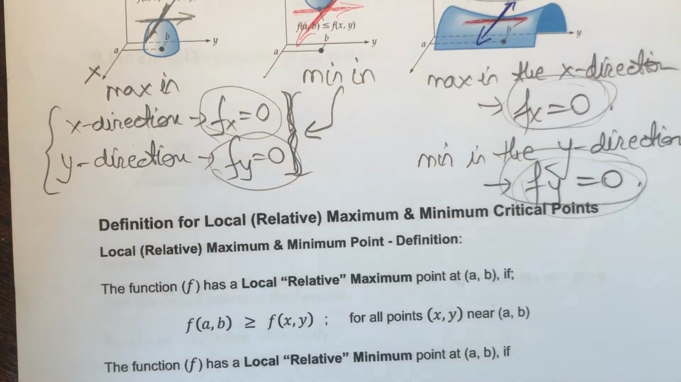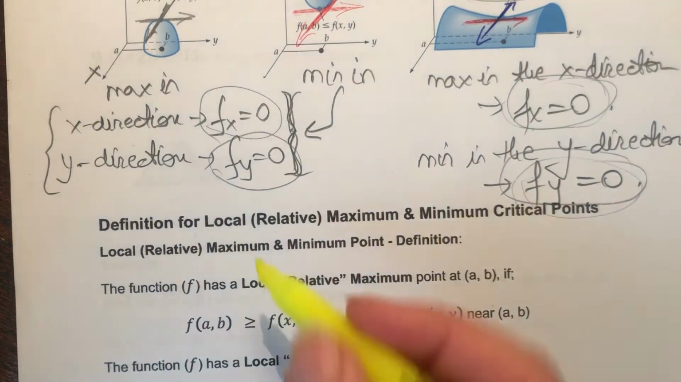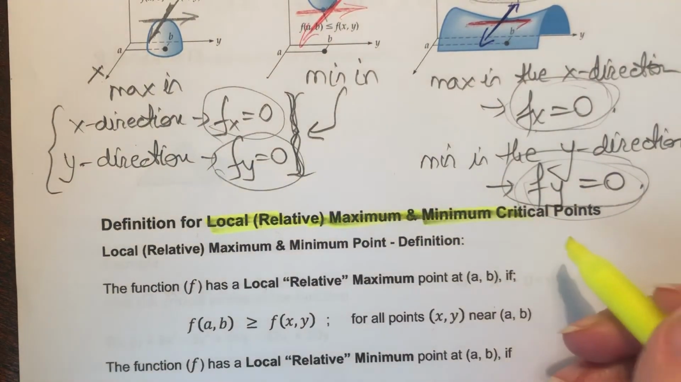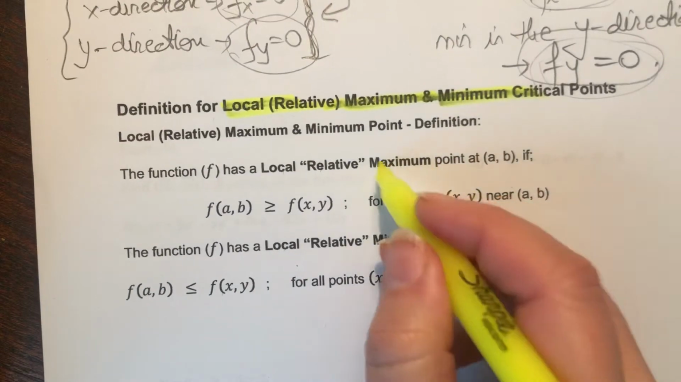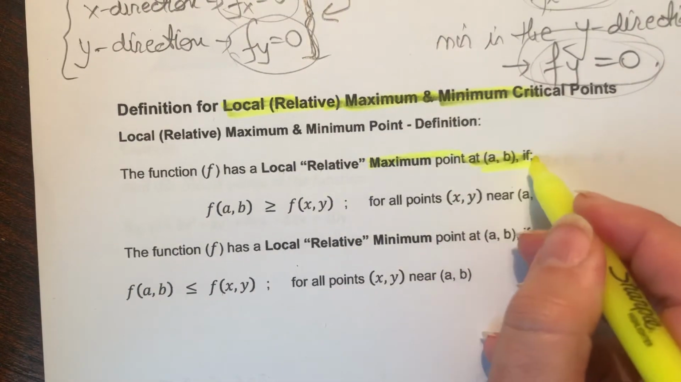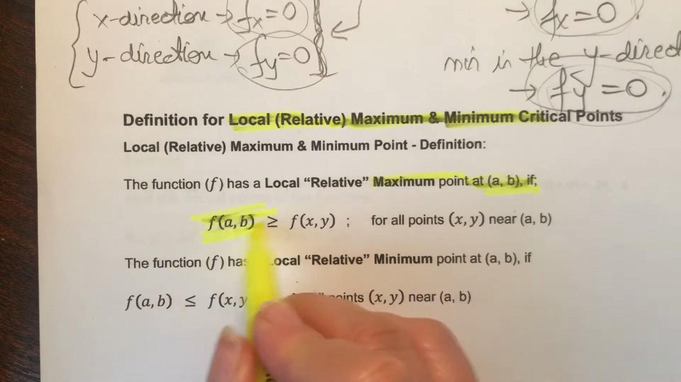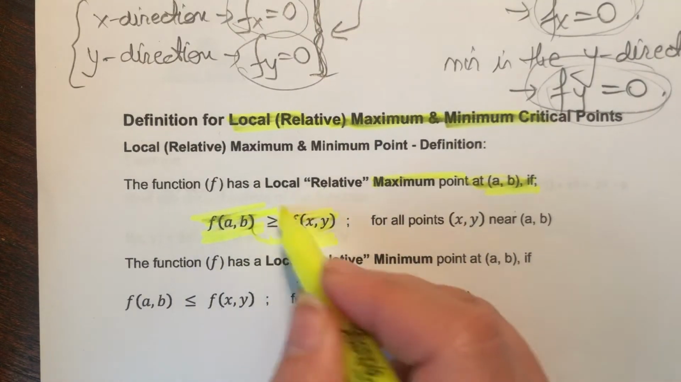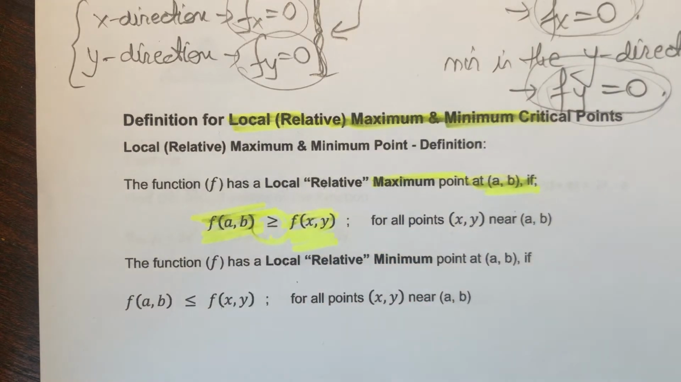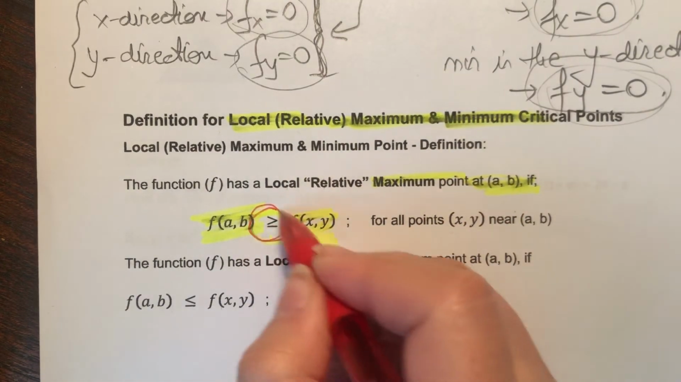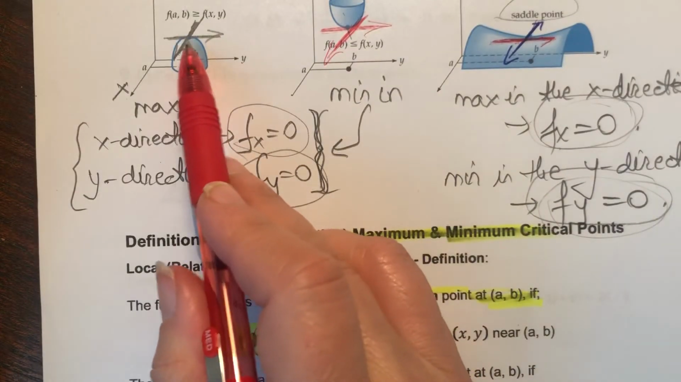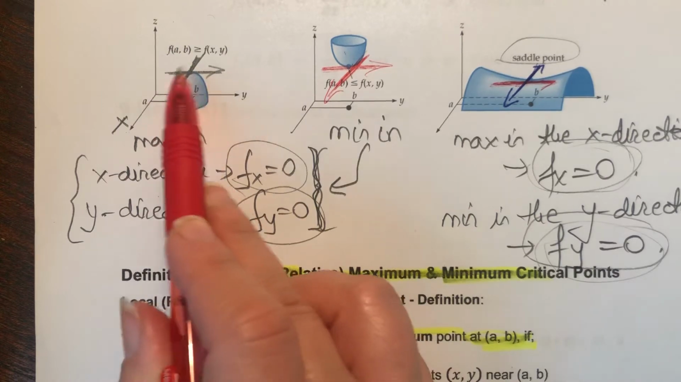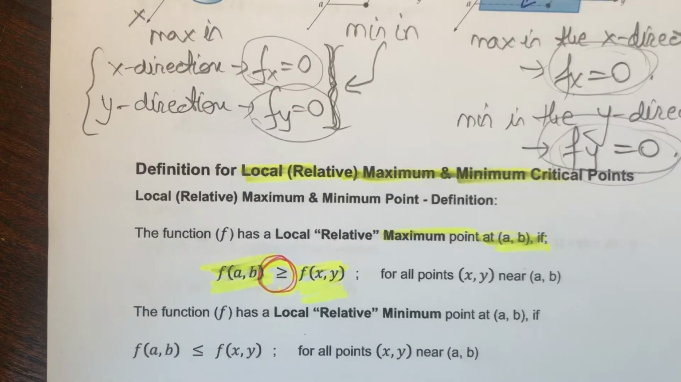Now, this should be quite clear and straightforward: a local or relative maximum or minimum simply means what? You have a maximum at a point if what? The function value at that point is higher than the function values at all the points around it. Yeah, so it's the highest function value compared to all the points around it.